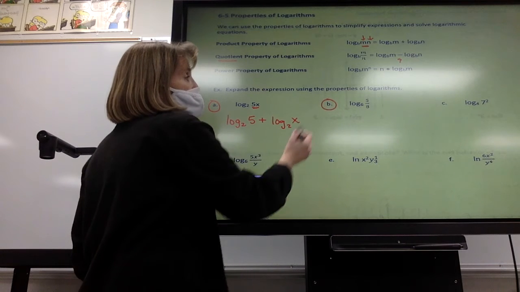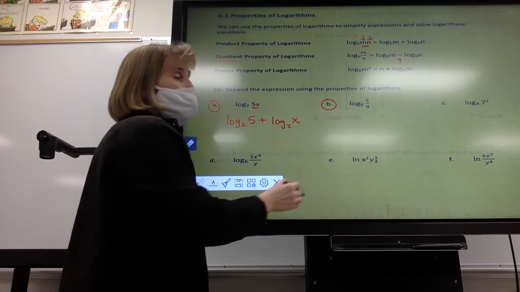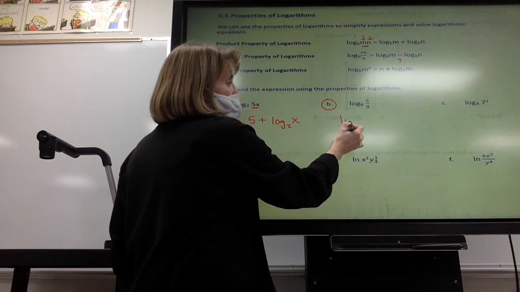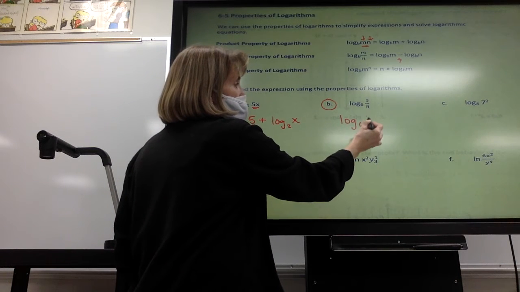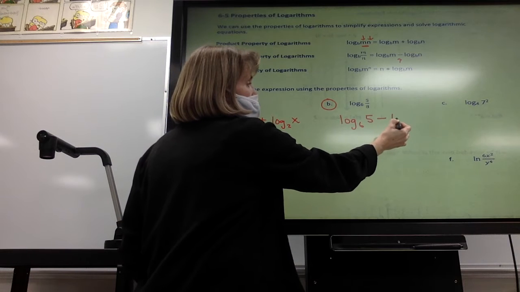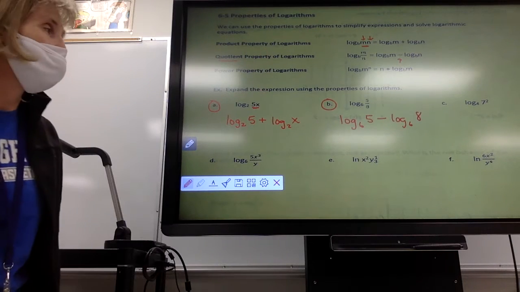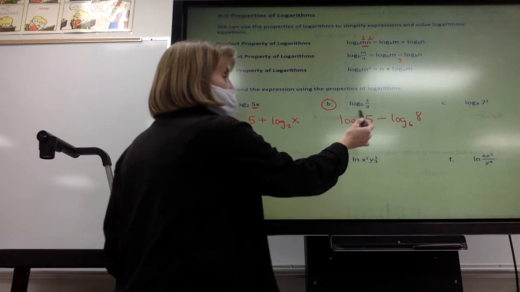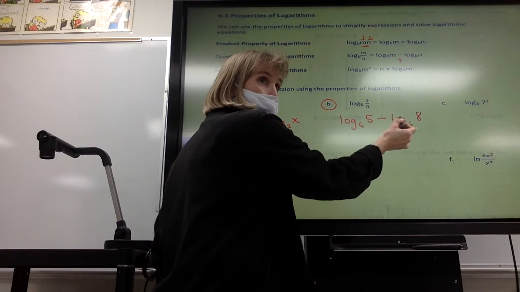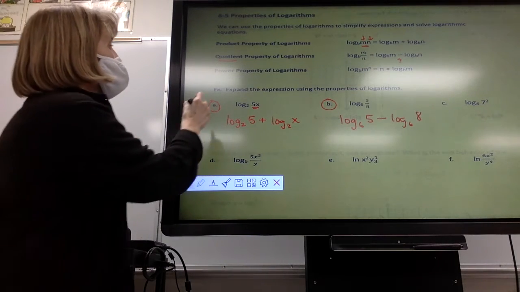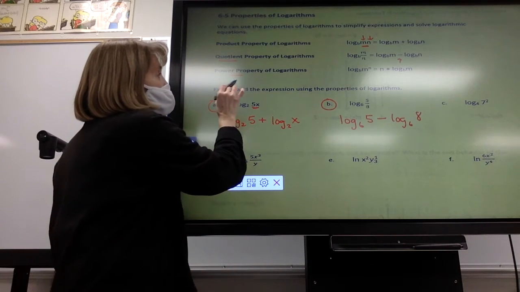And letter B here, I've got a quotient. I've got the log base 6 of 5 divided by 8. So I would expand that by saying the log base 6 of 5 minus the log base 6 of 8. And if I were able to evaluate either one of these, I could plug those values in and then just do the subtraction.